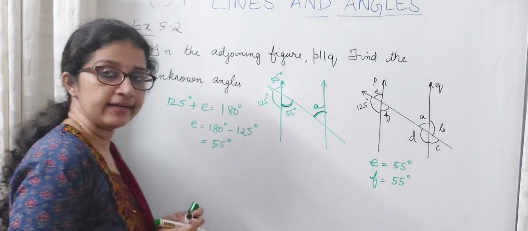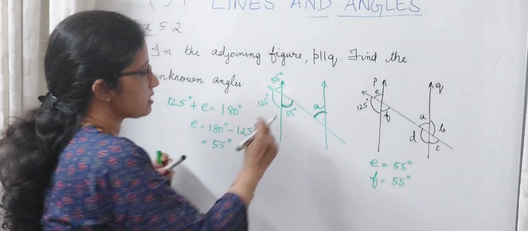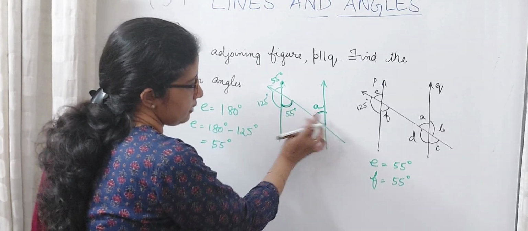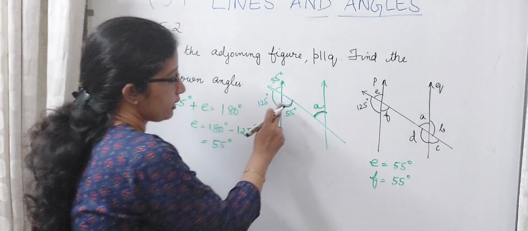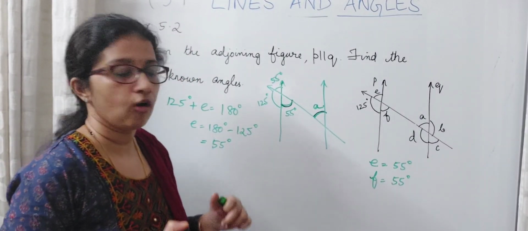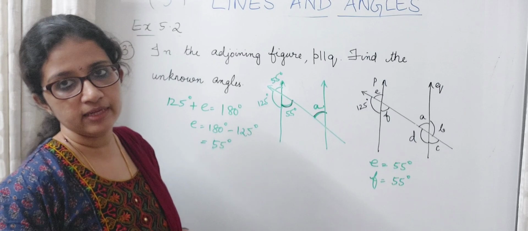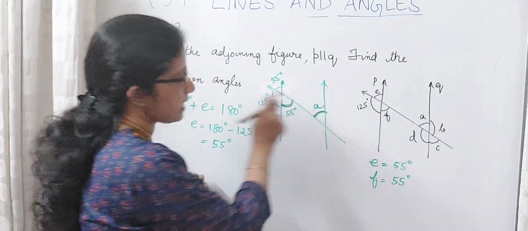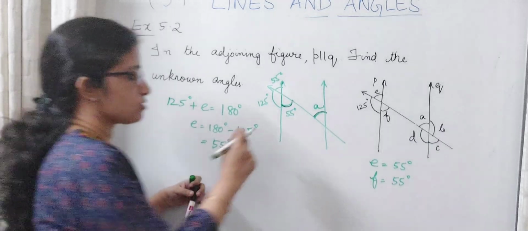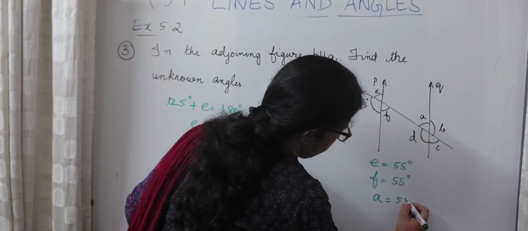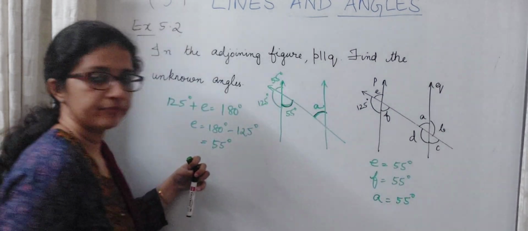These two are alternate interior angles, right? Because these are on opposite sides of the transversal. So they are alternate interior angles. And alternate interior angles will always be equal. So if this is 55 degrees, what is this angle A? Angle A is also 55 degrees, correct? So A also we have found as 55 degrees.